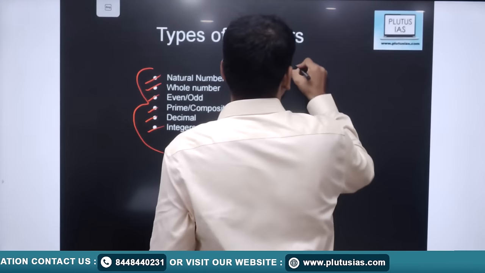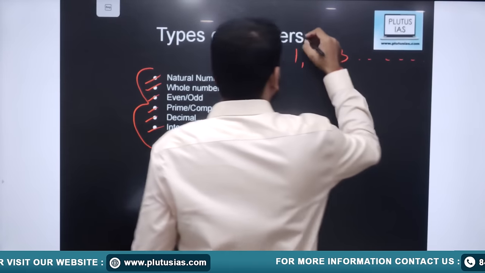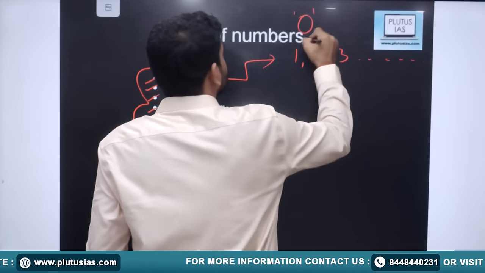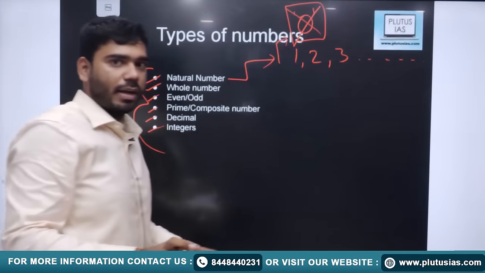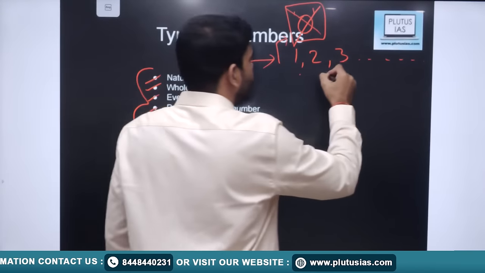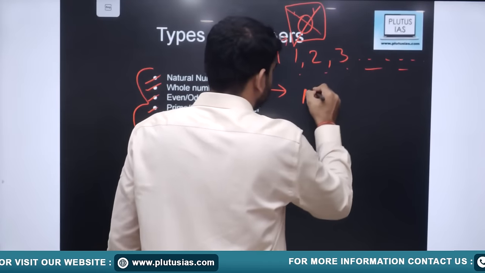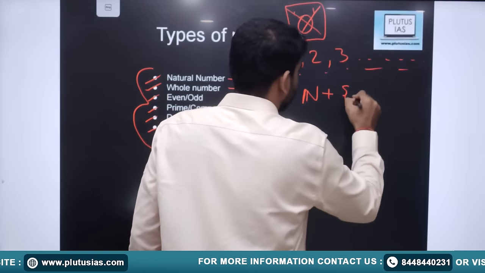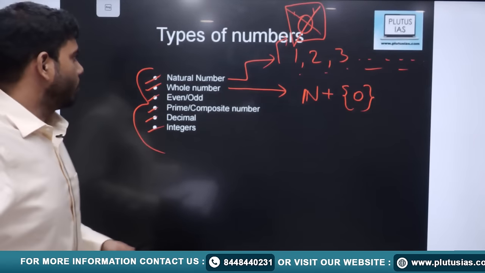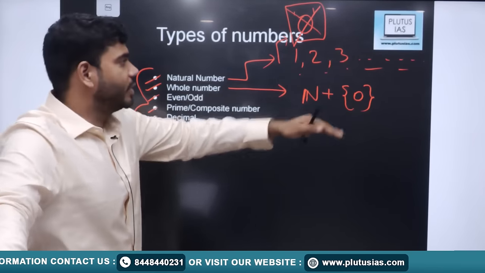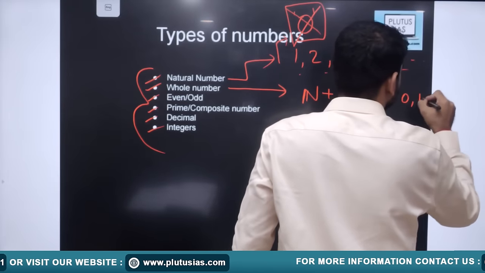So natural numbers are 1, 2, 3 and so on. And it's a very interesting thing: 0 is not a natural number. Right? 0 is not a natural number. Natural numbers are 1, 2, 3 and so on. Whole number is the set of natural numbers plus the element 0. So whole numbers are 0, 1, 2, and so on.